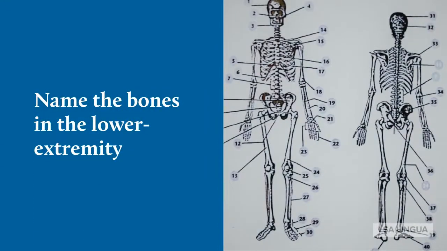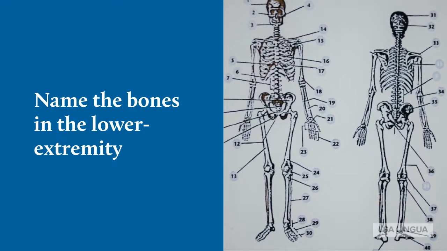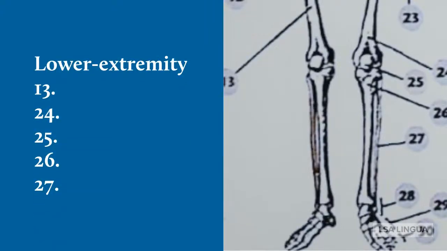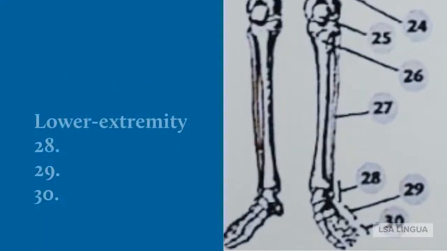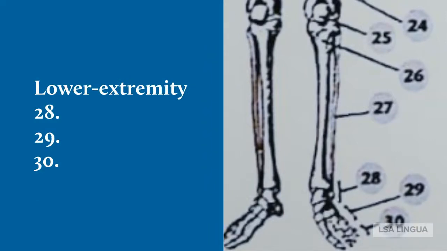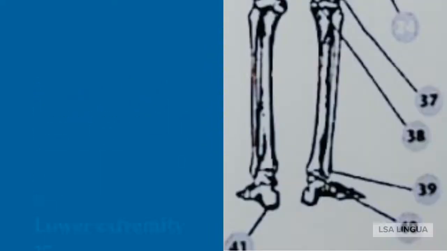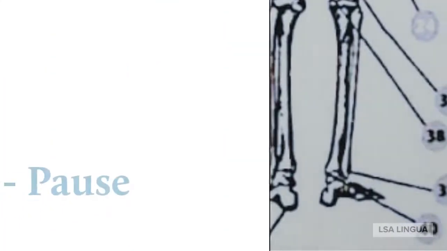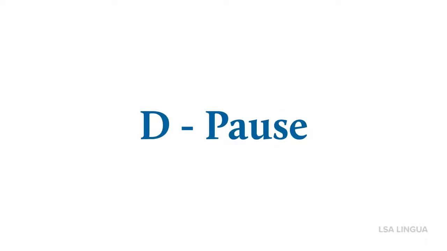Lower extremity. The lower extremity is everything between your hip and your toes. Let's continue by naming the bones in the lower extremity. Name items 13, 24, 25, 26, and 27. Name items 28, 29, and 30. Name items 37, 38, 39, 40, and 41. Pause the video here, look in the description box, and answer the question in D.